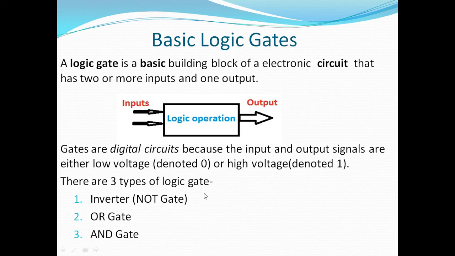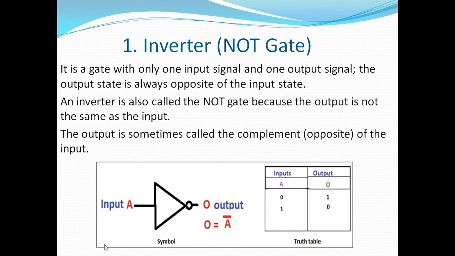So we have 3 basic logic gates: first the inverter or NOT gate, second the OR gate, and third the AND gate. Now first we are discussing the NOT gate. The NOT operator we have discussed yesterday. The same is with the NOT gate also. In a NOT gate, a unary operation will be held. That means only one single input will be there, and for that one single input, one output will be there.